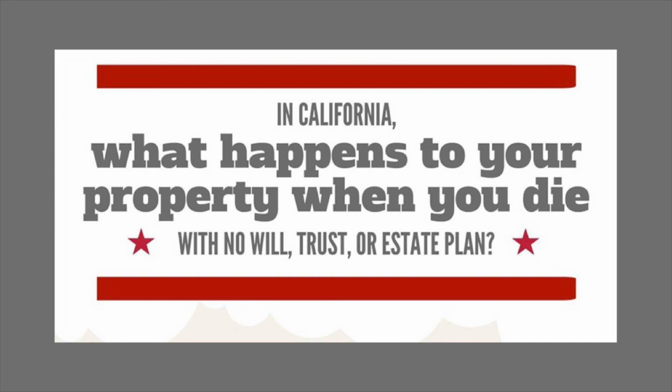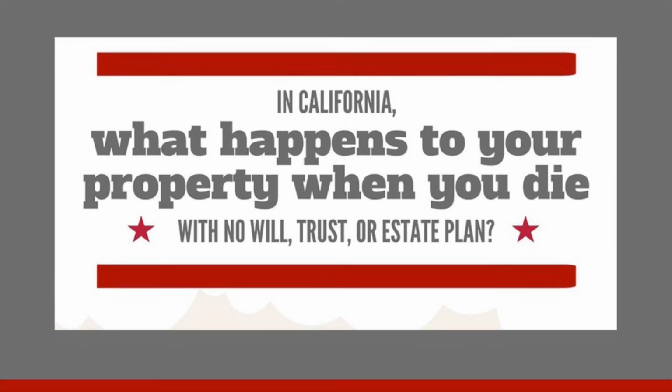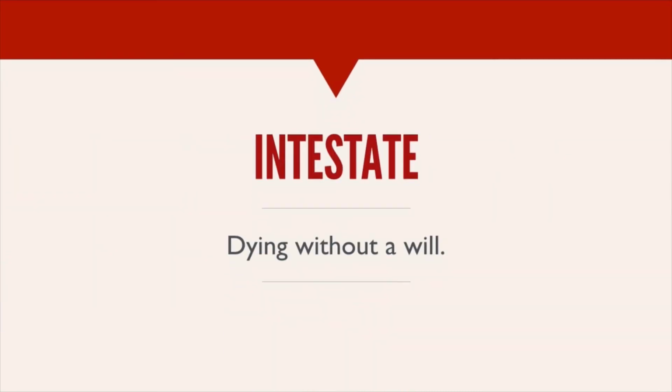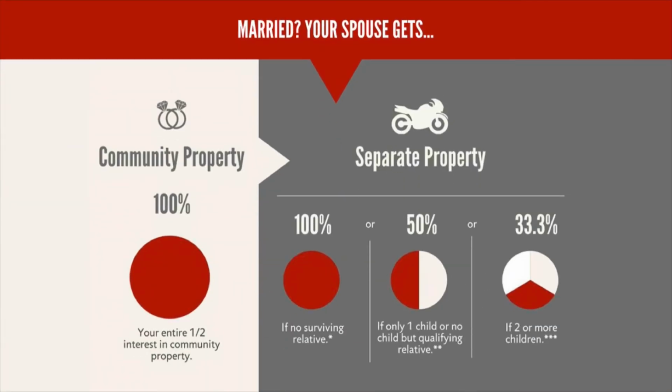This question comes up a lot when people start thinking about estate planning. What happens to your property when you die without a will? Each state has their own set of statutes to deal with this type of situation because unfortunately it happens a lot. It's called dying intestate, which just means dying without a will. So in California, who will get your property? Well, it depends on your marital status at the time of your death as well as who survives you.